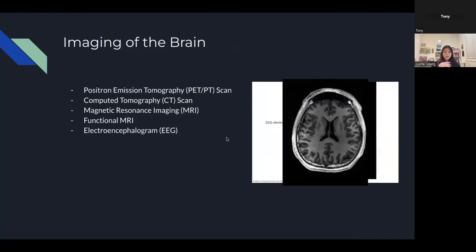I think this was an MRI. It's where you use magnetic waves, and that shows the structure of the brain. A CT scan, computed tomography, does a similar thing to an MRI but uses X-rays, and functional MRIs can show the functions of the brain rather than just the structure.